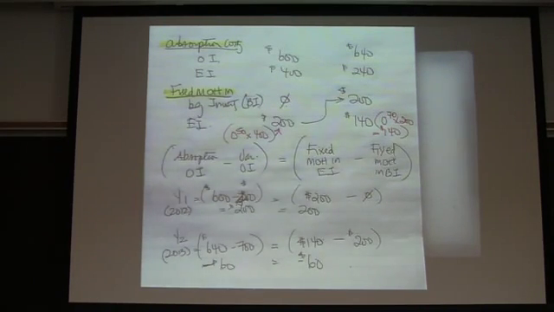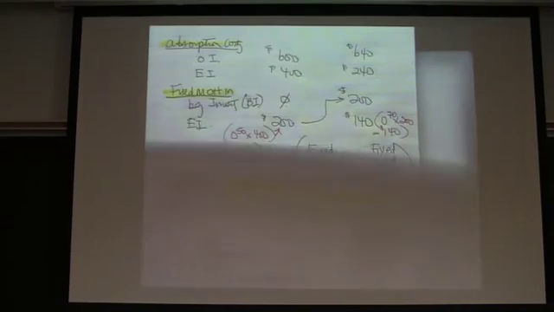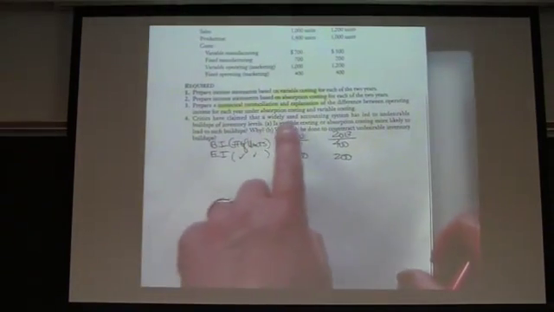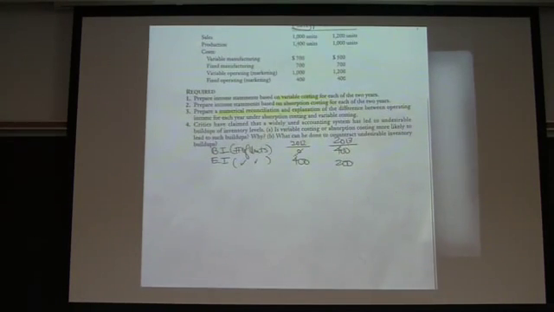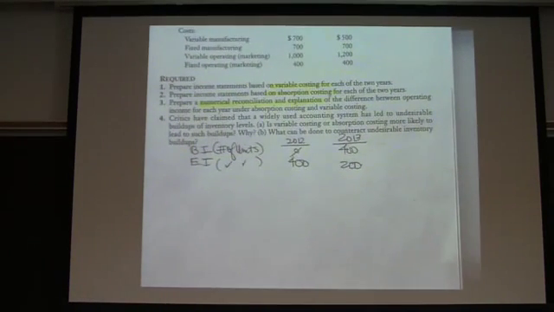Now, part 4 asked us, critics have claimed, so let me show you. Critics have claimed that a widely used accounting system has led to undesirable buildups in inventory levels. Is variable costing or absorption costing most likely to lead to such buildup, and why? And B says, what can be done to counter-react undesirable ending inventory buildups?